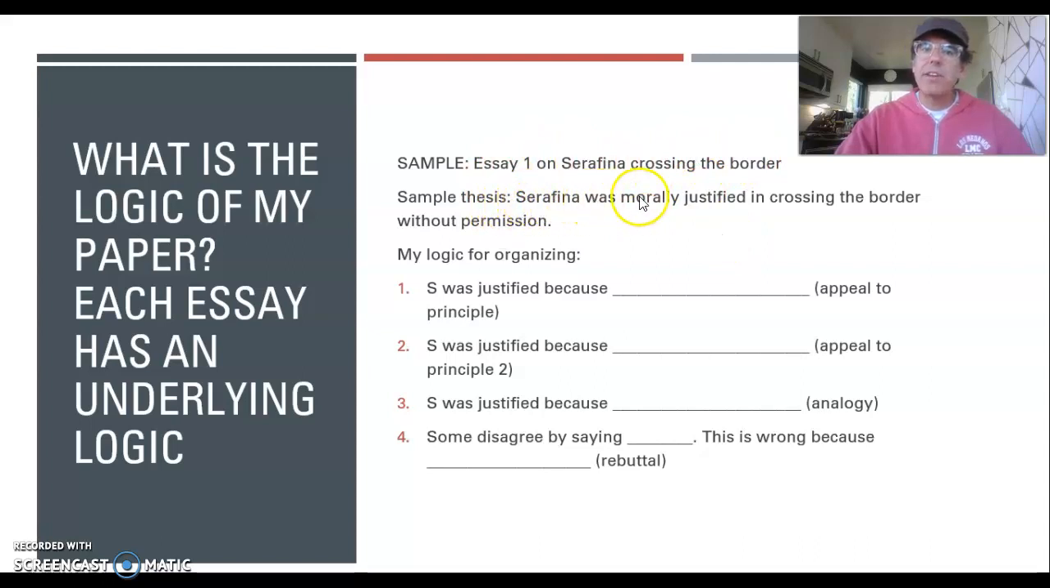Sample thesis: Serafina was morally justified in crossing the border without permission. My logic for organizing: Serafina was justified because, that's an appeal to principle. Two, Serafina was justified because, appeal to principle two, so that's another principle. Serafina was justified because, analogy here, and then remember you did a rebuttal. Some disagree by saying this, this is wrong because, and there's your rebuttal. So because you're taking a stand on an issue, the logic is each part is a different reason to believe the thesis.